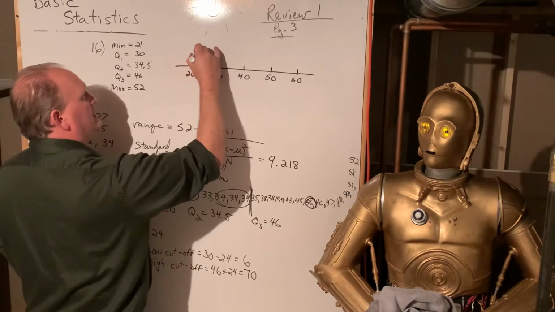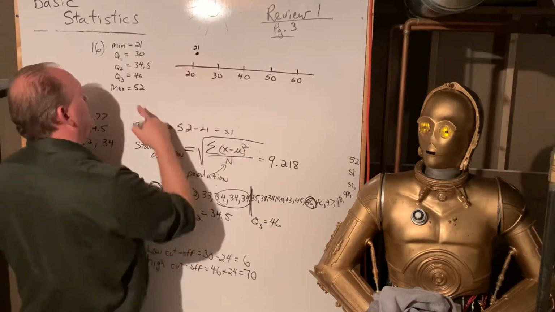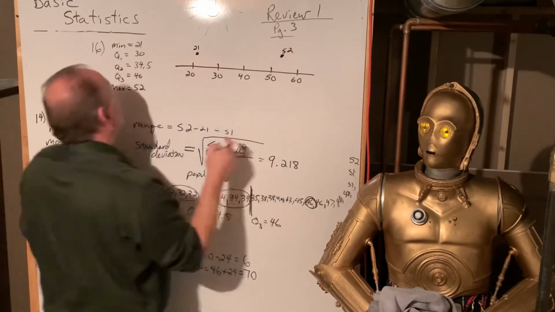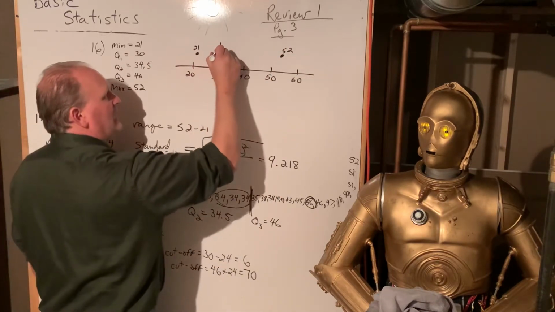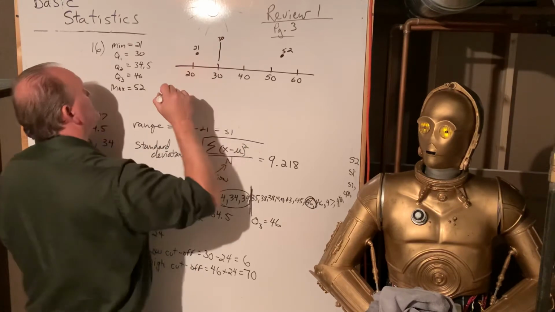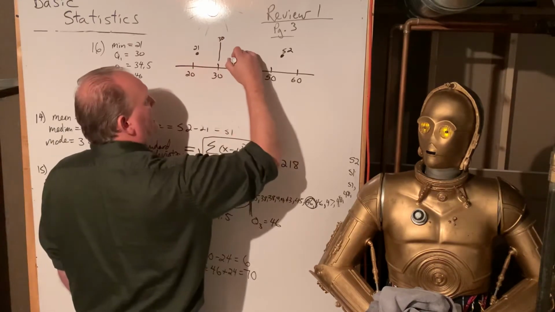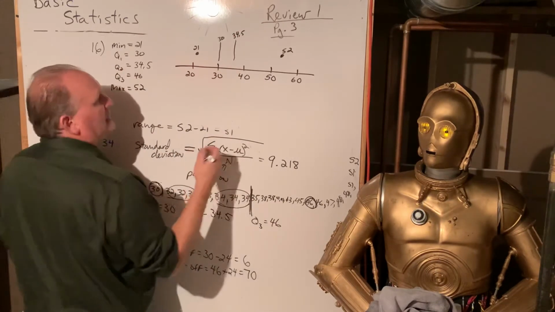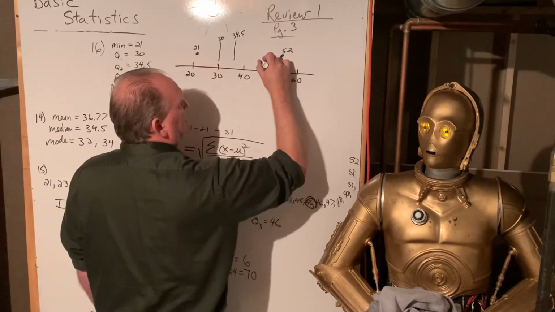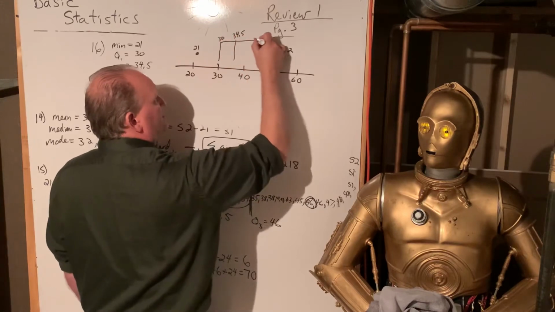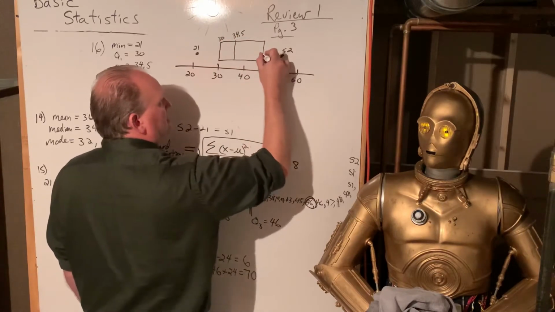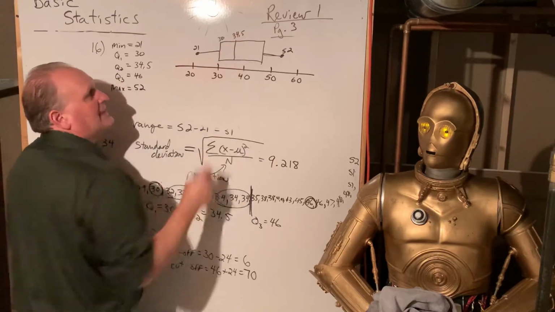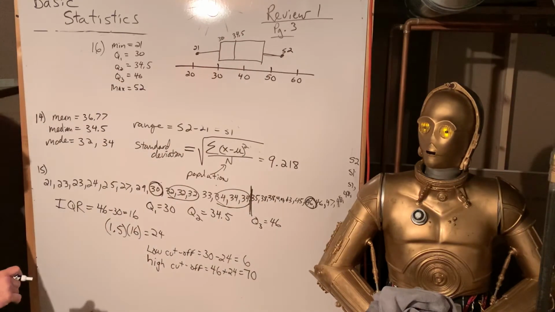So 21 is the lowest point, 52 is the highest point, and then these get lines. So there's a line on 30, there's a line on 34.5, and there's a line on 46. And so this isn't perfectly symmetric because the middle 50%, this line isn't exactly in the middle. But it does look darn close to symmetric.